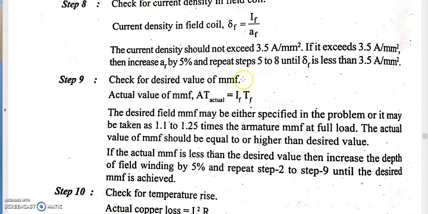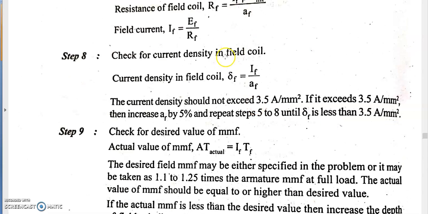Then comes the verification for MMF. The field ampere turn, ATFL, is IF into TF. This is verified with the actual value. The actual value of MMF, AT actual, for these field conductors will be given in the problem, and it should not be exceeded. The MMF should not exceed this particular value. That value will be mentioned in the problem, or you can take 1.1 to 1.25 times the armature MMF as the criterion. That value should not be exceeded, so we check the condition after finalizing this TF from the above procedure.